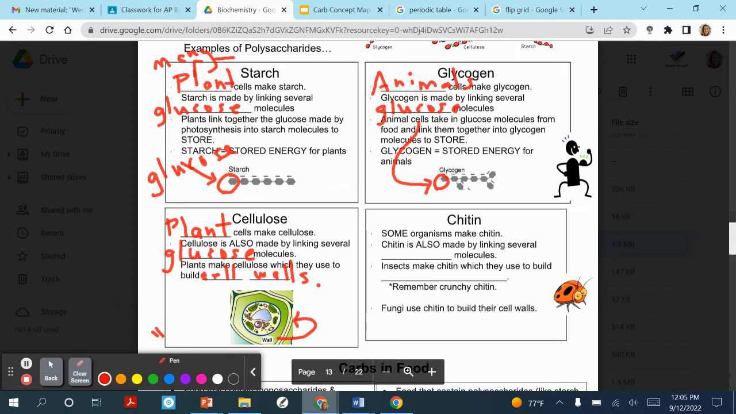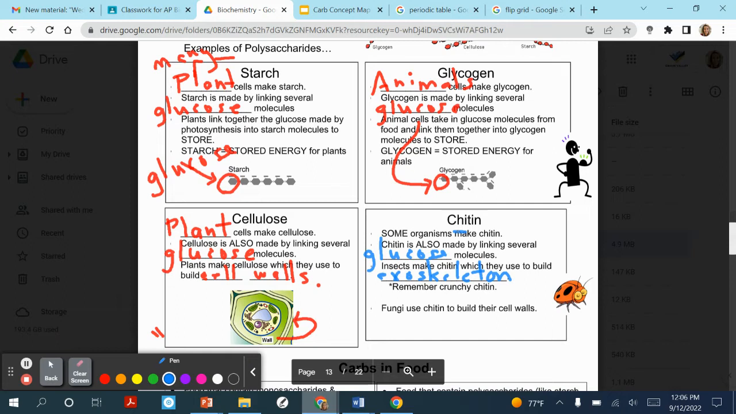And then the last one, which I'm not going to ask you anything about. This is just kind of a fourth molecule here. But we know that whenever we step on bugs, they have this hard outer skeleton. It's called an exoskeleton. And when we hear that crunch, we're breaking that exoskeleton. It's kind of maybe odd to think, but that exoskeleton is a carbohydrate. It is called chitin. And once again, it is made by several glucose molecules linked together to form a bigger molecule, which we would call chitin.